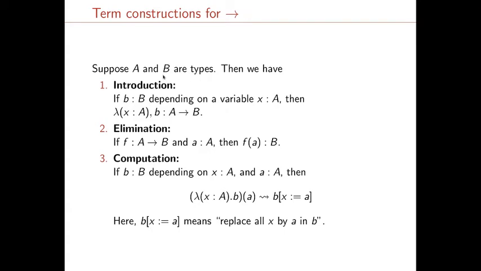We now look at the term constructions for the arrow. Suppose again that A and B are two types. Then we know that we can form the type A arrow B. How do we produce a term of type A arrow B? Well, suppose we have a term b of type B, which depends on a variable x of type A. Then we can form a new term, lambda x in A, b, which has type A arrow B. So we think of lambda x colon A, b as a function with an input in A and an output of type B.